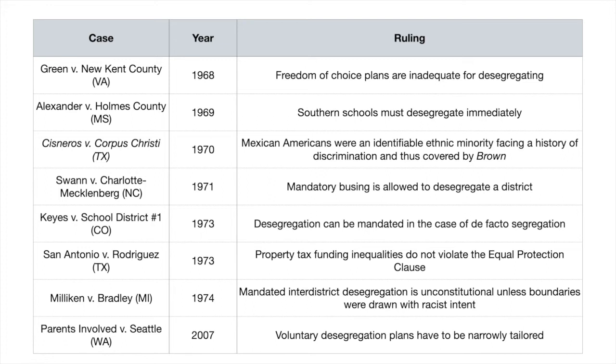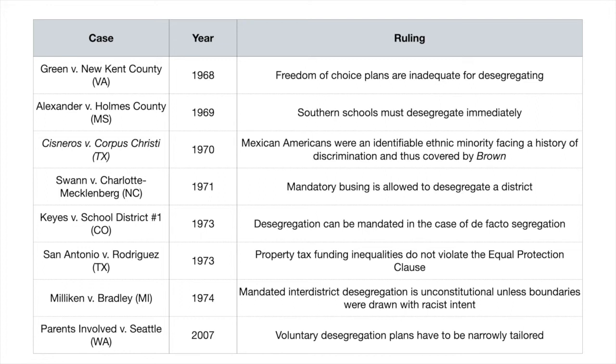So a line was drawn there, right? We've got busing as a strategy. We've expanded who Brown applies to. We're saying no, freedom of choice plans are not enough on their own, but we're not going to mandate that you play with funding formulas.